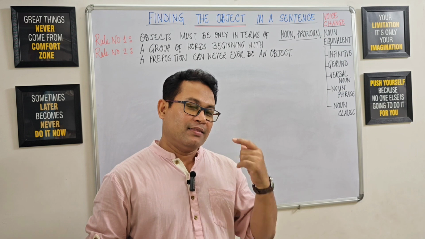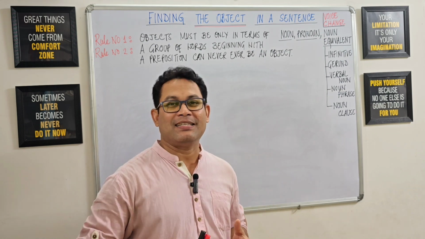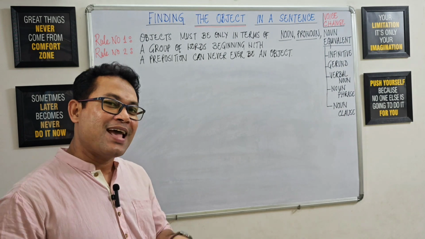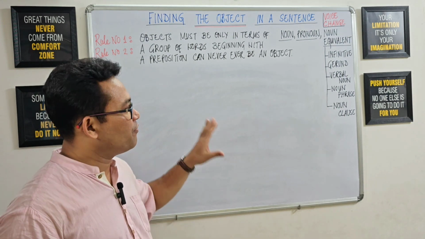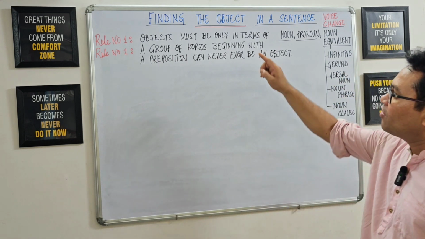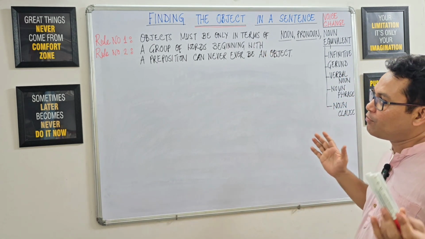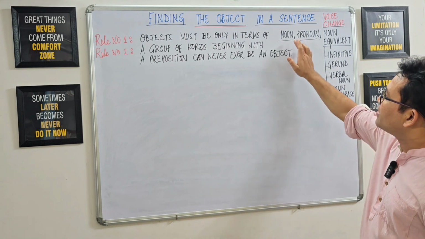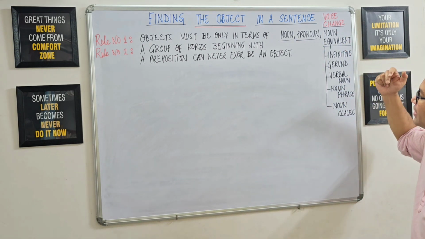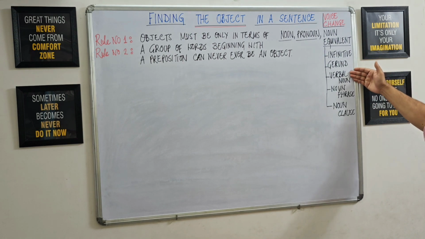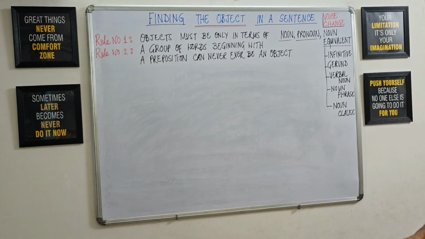Once that is done, the second step, which is the most difficult in my opinion, is finding the object in a sentence, and this is the very topic for today's video. So remember these two rules with regard to finding the object in a sentence. Number one, objects must be only in terms of noun, pronoun or noun equivalent, and the noun equivalents are infinitive, gerund, verbal noun, noun phrase and noun clause.